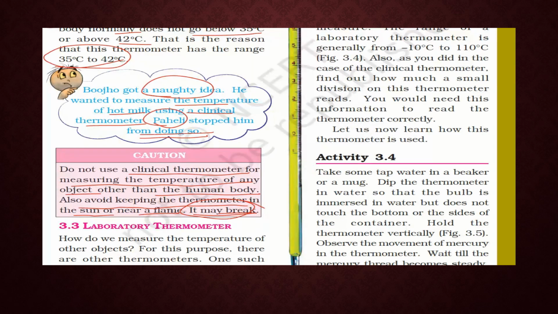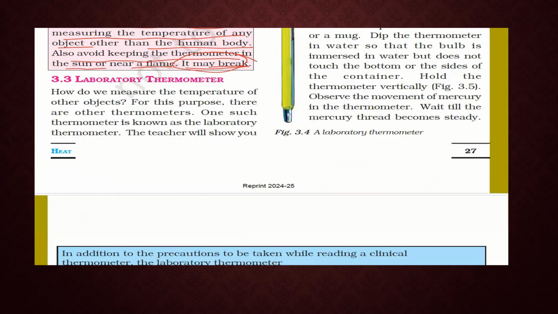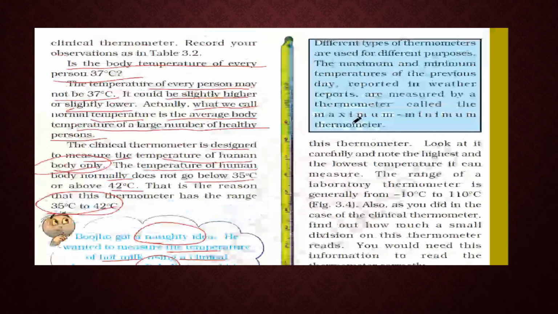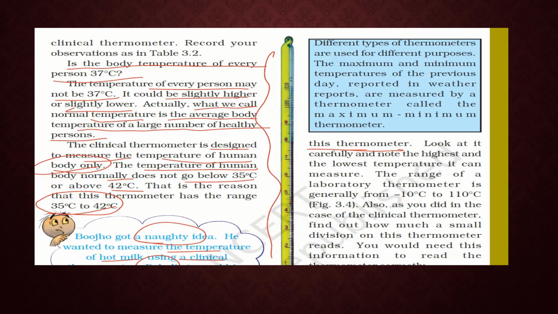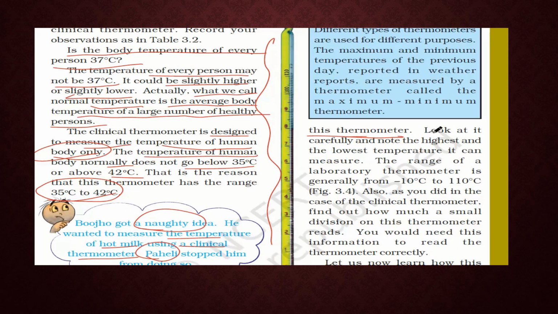Okay. Now next we are moving to the laboratory thermometer. How do we measure the temperature of other objects? For this purpose, there is another thermometer, the laboratory thermometer. The teacher in your class will take you to the laboratory and show you this kind of thermometer. This is the laboratory thermometer. You can see the picture here. Look at it carefully and note the highest and the lowest temperature it can measure. The range of the laboratory thermometer is minus 10 degrees centigrade to 110 degrees centigrade, right?